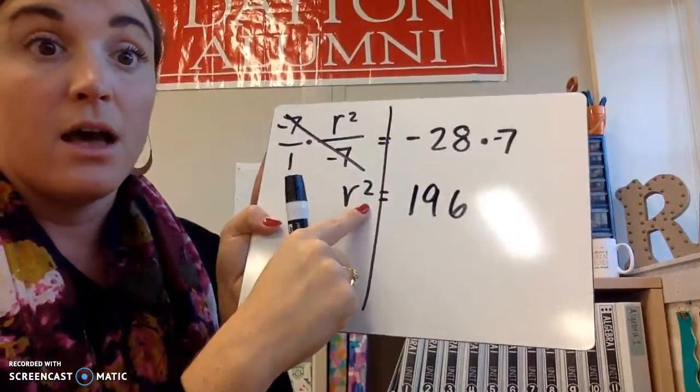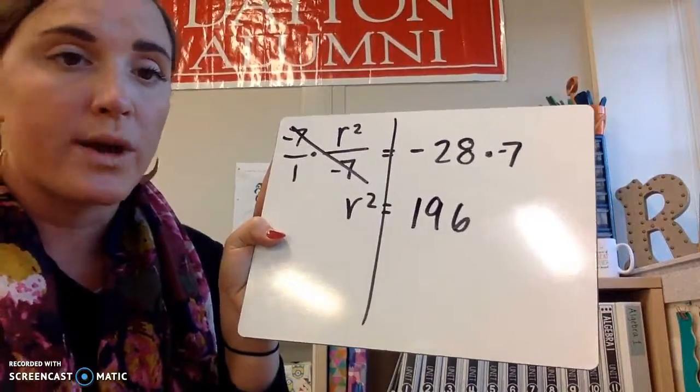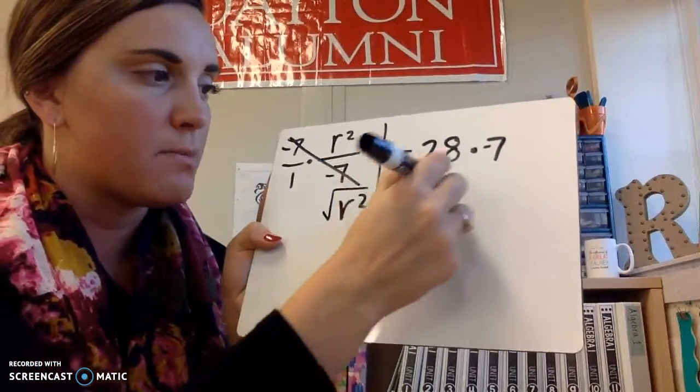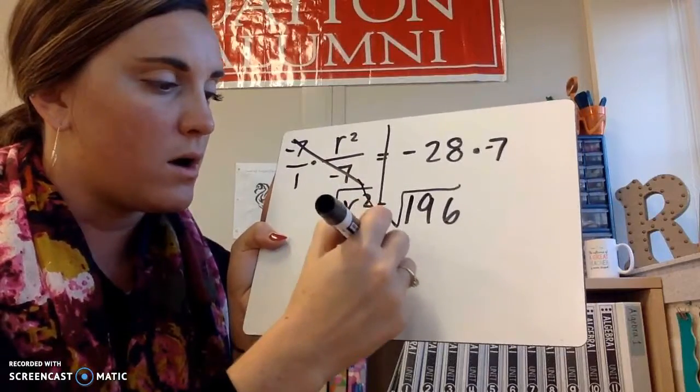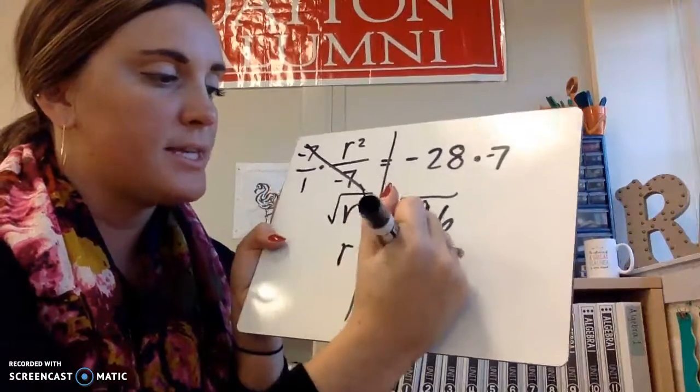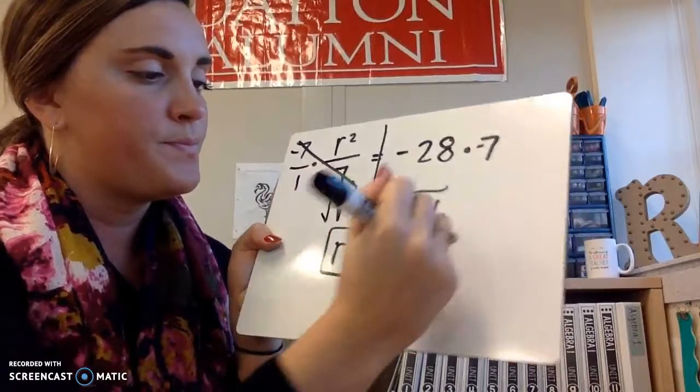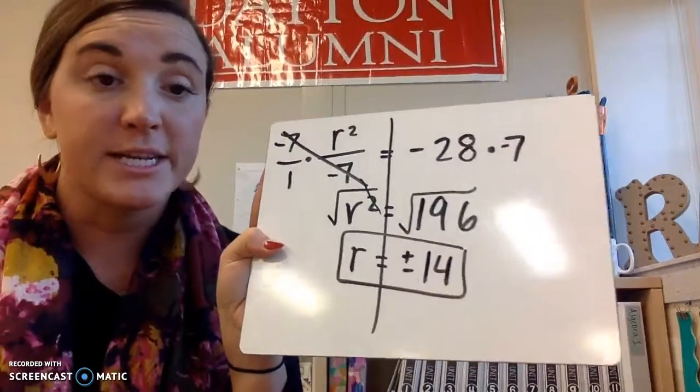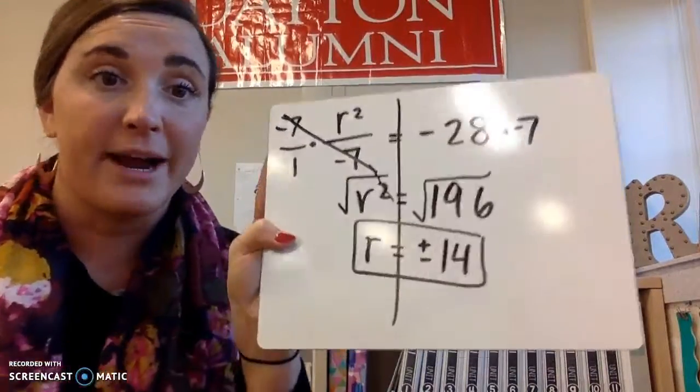Have to unsquare it, which is the square root on each side. So this is my work. Cancels out. r equals plus or minus the square root of 196. You're going to get 14. You need to know to add that plus or minus.